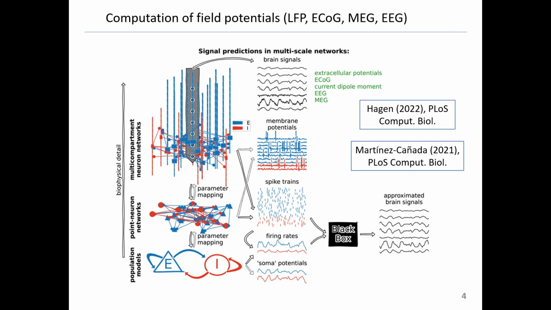Multi-compartment models may be directly combined with volume conductor theory for extracellular signal predictions, as these models account for the spatiotemporal distribution of transmembrane currents. However, we cannot compute the extracellular signal predictions directly from spiking point neural networks or population models. They require some additional method, here illustrated by the black box, for translating spike events or spike rates into representative extracellular signal approximations. Over the years, we have developed robust methods for computing accurate brain signal predictions, and we have validated these methods on both simulation and empirical data.